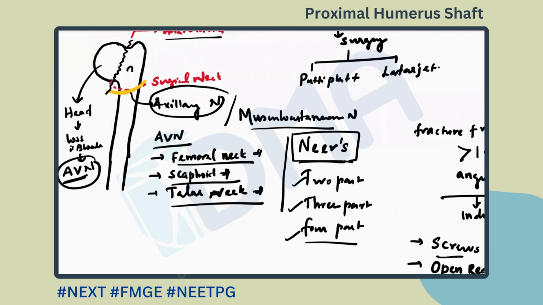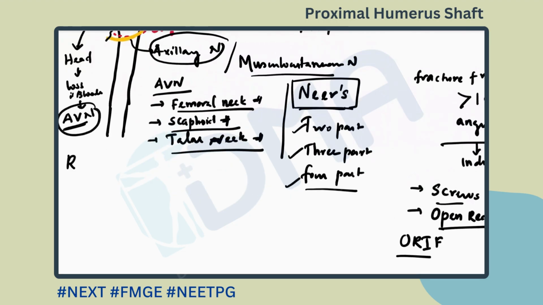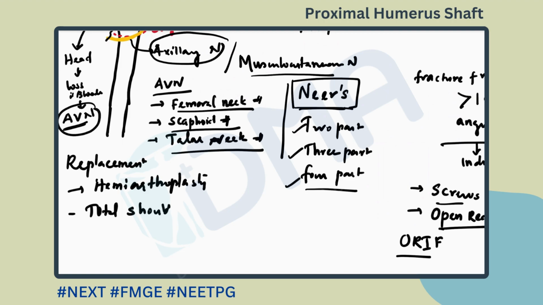When the head is lost totally because of it, you do replacement surgeries. So replacements can be hemiarthroplasty, that is, you replace part of the joint, or you replace the total joint, which is called total shoulder arthroplasty. So if you replace only one part of the joint, that is called hemiarthroplasty. If you replace the total joint, that is called total shoulder arthroplasty. There is a last resort to treat this fracture.